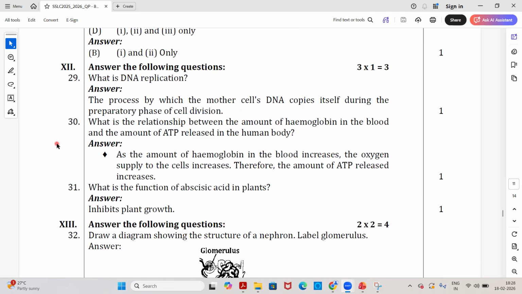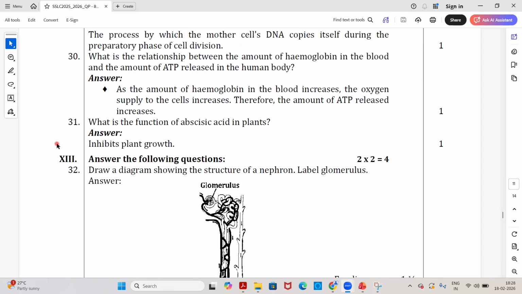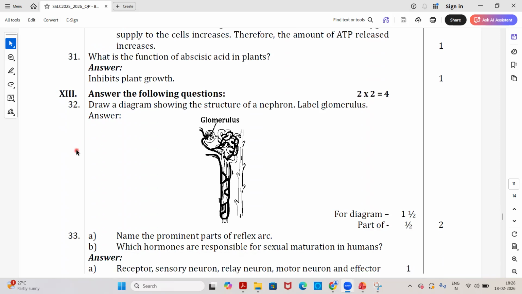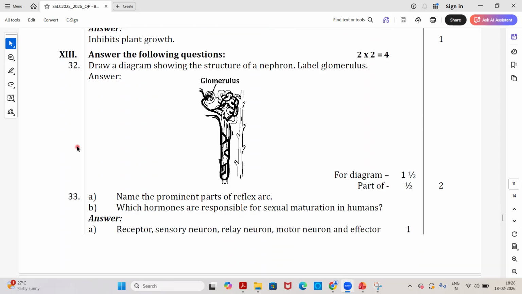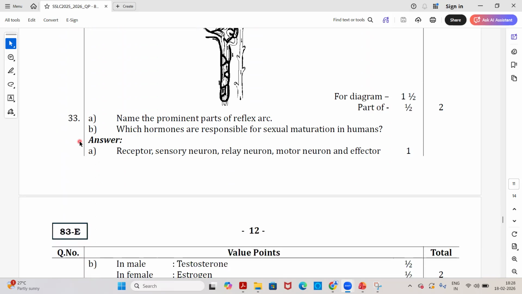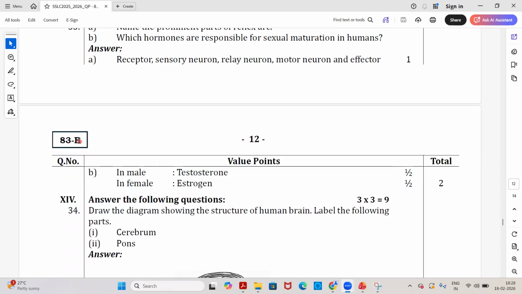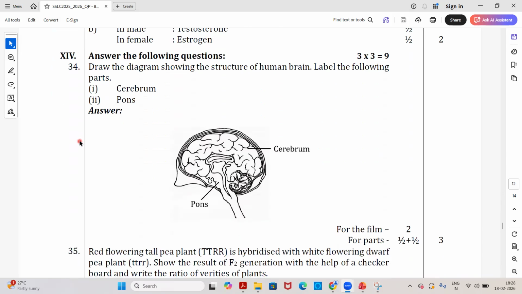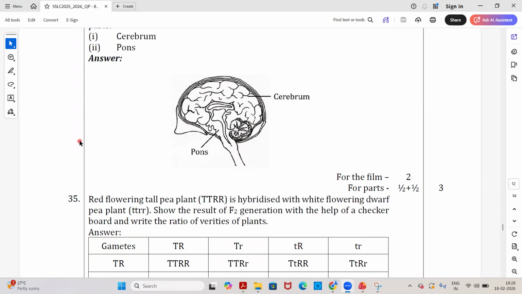Then question 29, 30, 31. The main purpose is to share the answers with you all so that you get an idea how to answer your papers with proper marks allocation so that you don't miss your marks anywhere. Okay, then question 33 and then 34 where you have to draw the structure of human brain and label its parts.